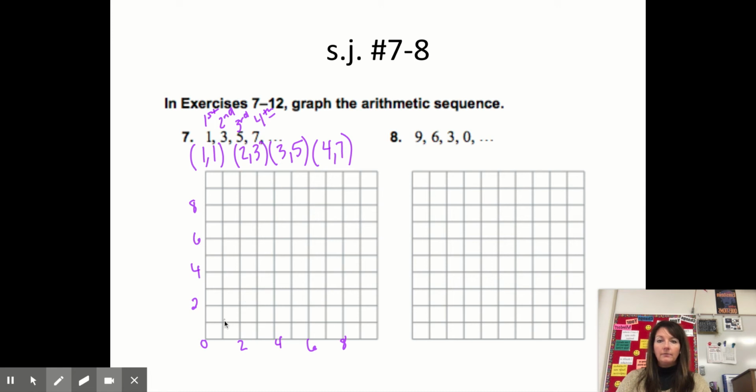I can graph. This would be the point (1, 1). Then we're going to have (2, 3). We'll have (3, 5). And (4, 7).